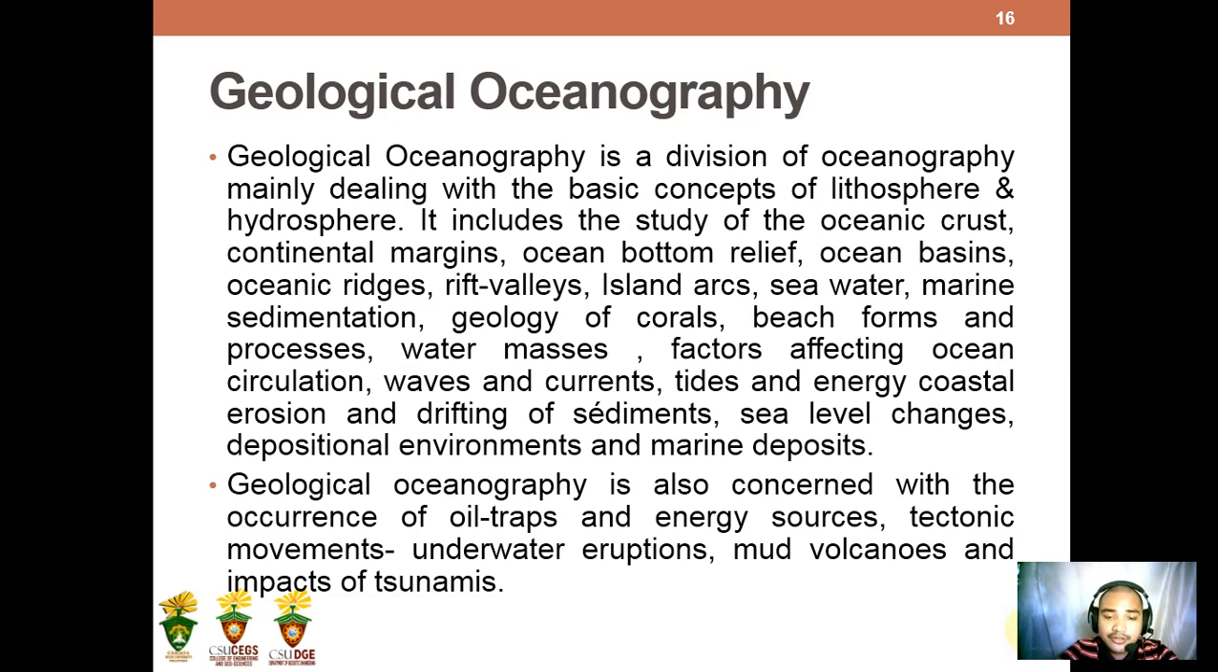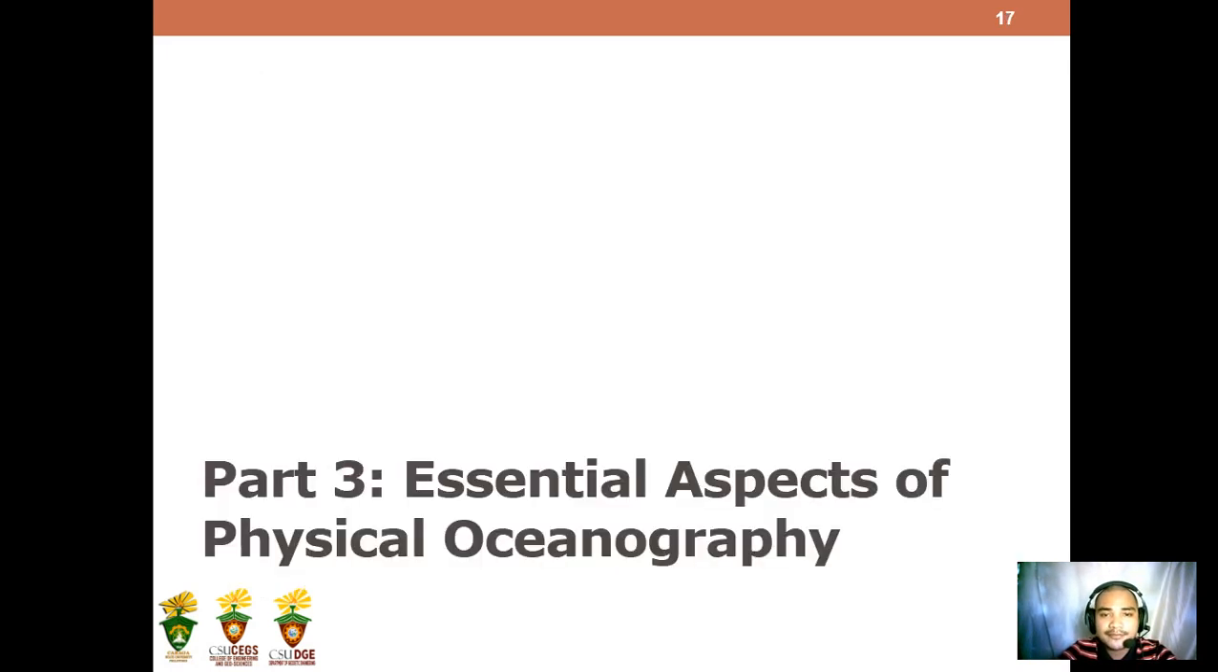And geological oceanography is also concerned with the occurrence of oil traps and energy sources. This one, tectonic movements and underwater eruptions. Mud volcanoes and the impacts of tsunamis are also concerned in geological oceanography.